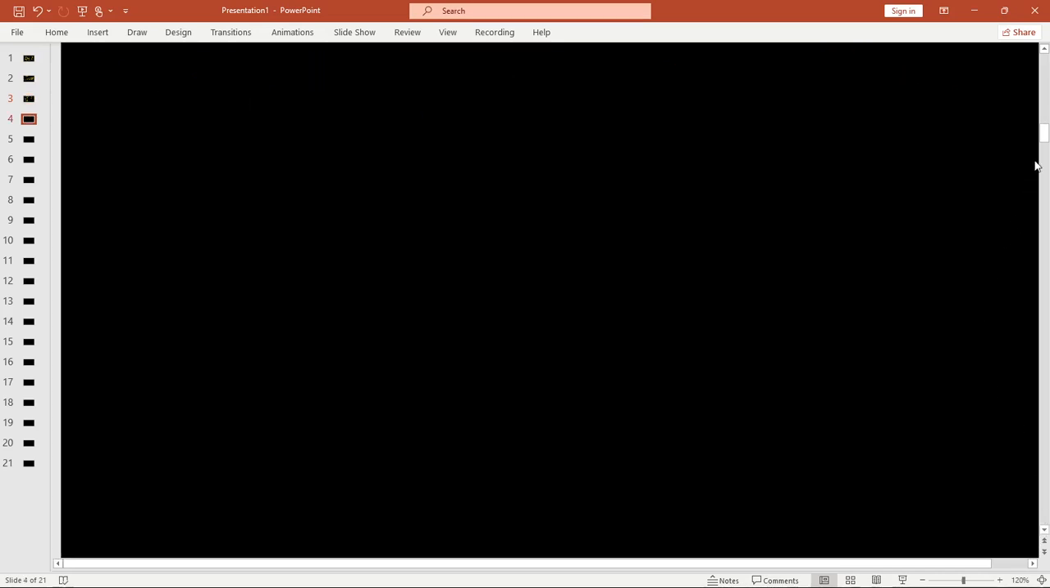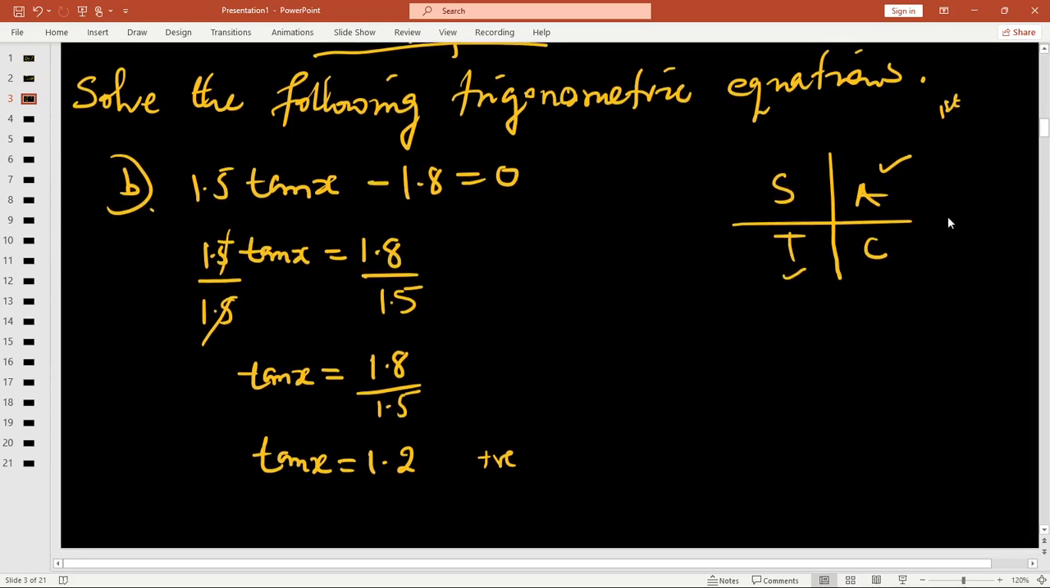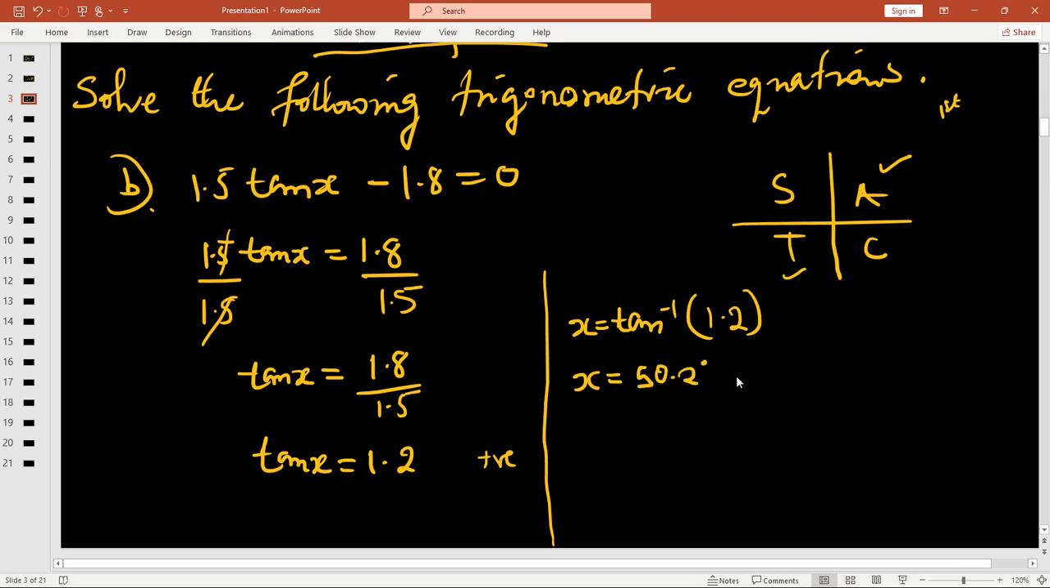So then, let's go ahead and solve. Solving this, we're going to have that our x is simply equal to tan inverse of 1.2. So tan inverse of 1.2, we're getting 50.2 degrees. So we have x is equal to 50.2 degrees.